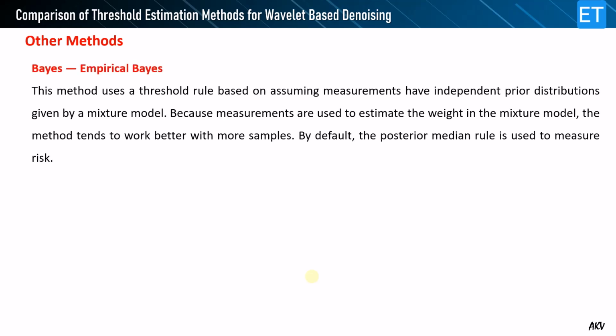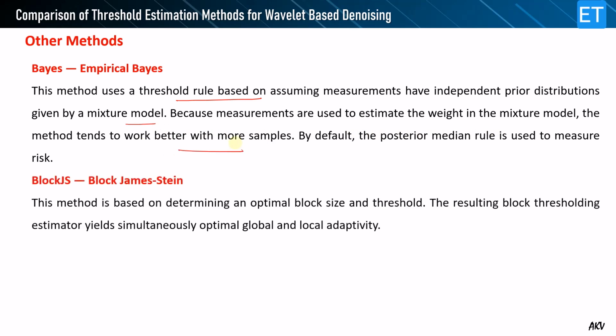And there are other methods which were later added into Matlab. They are new. The first one is the Bayes method. This method uses a threshold rule based on assuming measurements have independent prior distributions given by a mixture model. Because measurements are used to estimate the weight in the mixture model, the method tends to work better with more examples. By default, the posterior median rule is used to measure the risk.